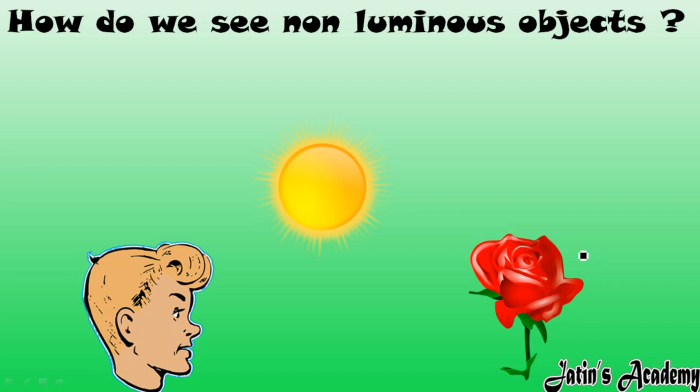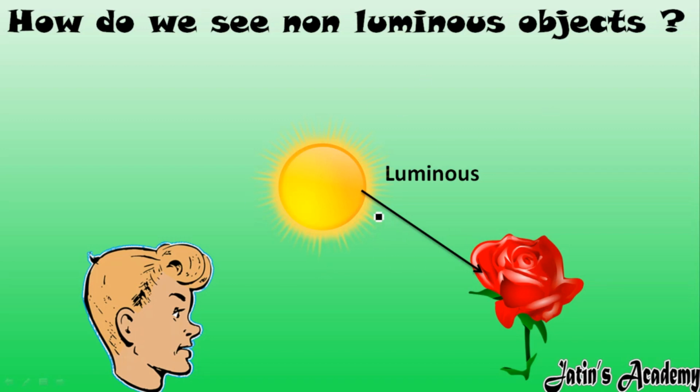So how am I able to see the rose? Whenever we have a luminous object near a non-luminous object, what is this luminous object doing? This luminous object is sending its light in all directions. As we know, the sun is emitting its light in all directions.